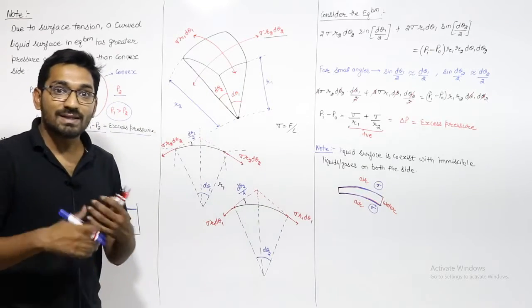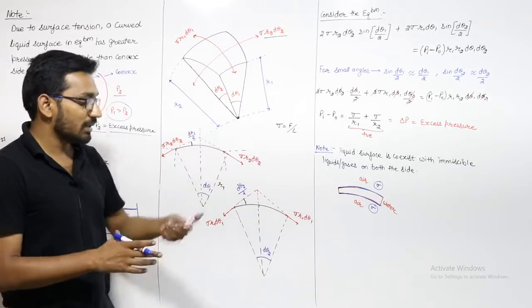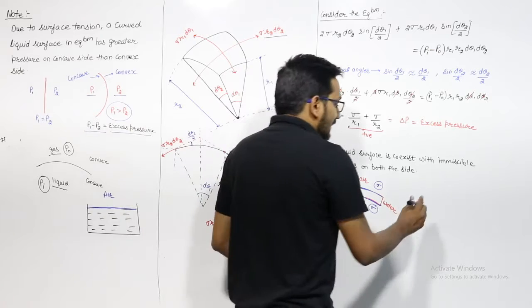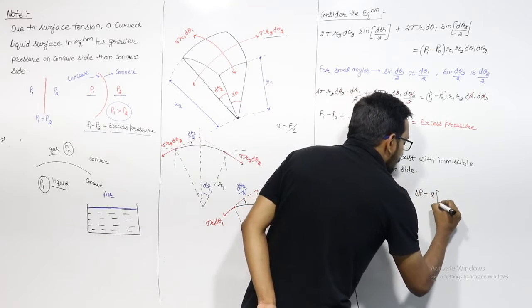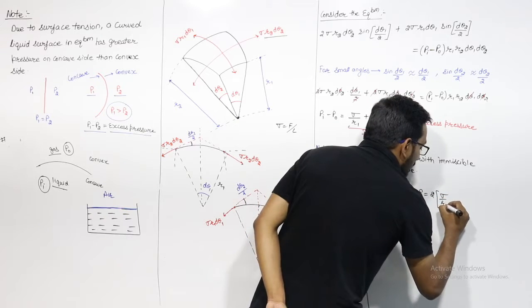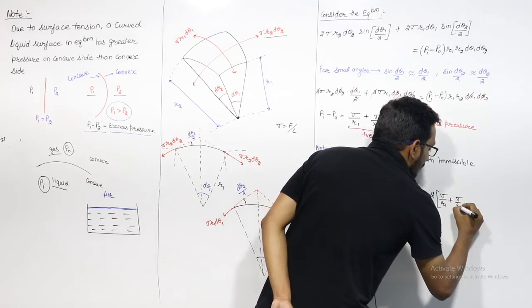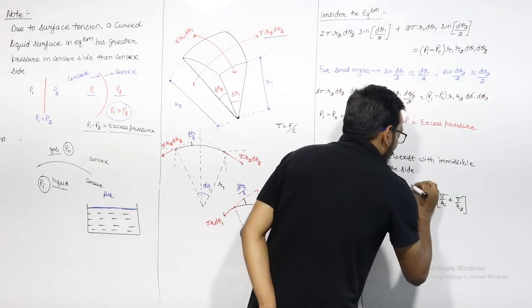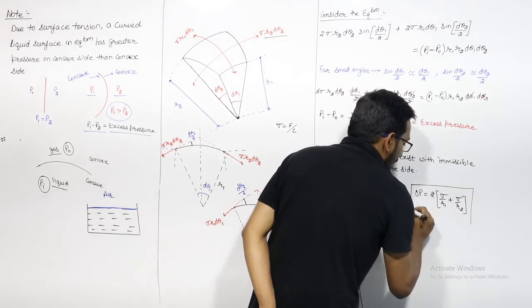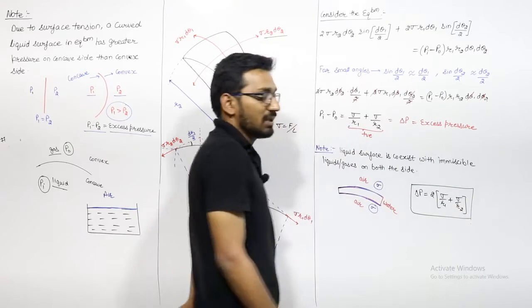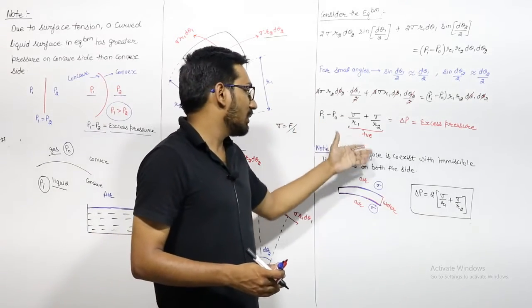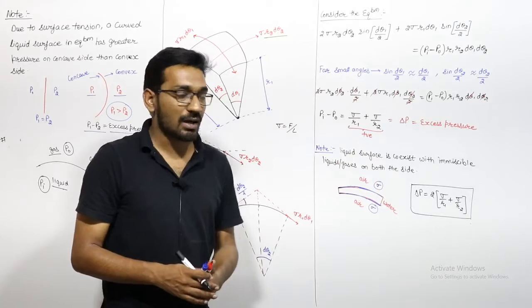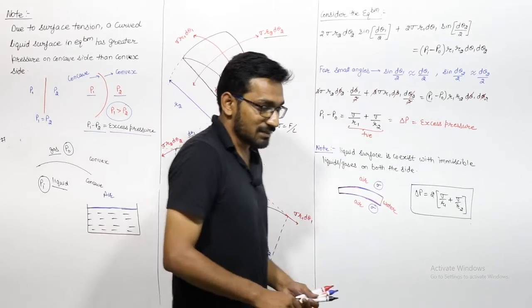So you have twice the force, which we already solved. Then in this case the excess pressure will be twice of sigma upon R1 plus sigma upon R2. So you have to remember this: if two interfaces are present, then the excess pressure will be twice of sigma upon R1 plus sigma upon R2. So these are the cases.